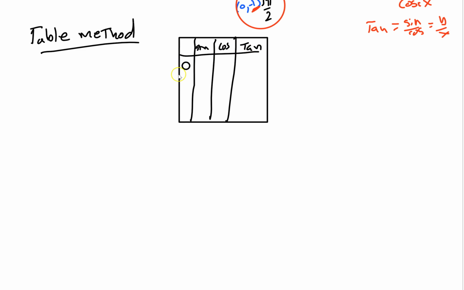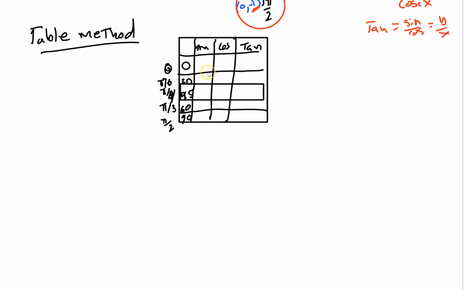We're going to have 0, 30, 45, 60, and then 90. Now don't forget, we also should know those in radians automatically. Like 30 is pi over 6, 45 is pi over 4, 60 is pi over 3, and 90 is pi over 2. This is just 0.